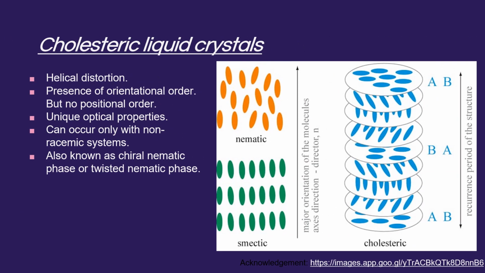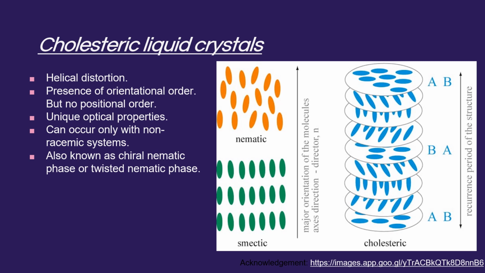Cholesteric liquid crystals, these types of phases, are also known as chiral nematic phase or twisted nematic phase. Only chiral molecules can give rise to this phase. I hope you are all aware of what a chiral molecule is. Chiral molecules are those that have no internal plane of symmetry. So the chiral nematic phase exhibits chirality, which is known as handedness. Basically, if we dissolve a chiral molecule in a nematic liquid, we observe that the structure of the nematic phase undergoes helical distortion.